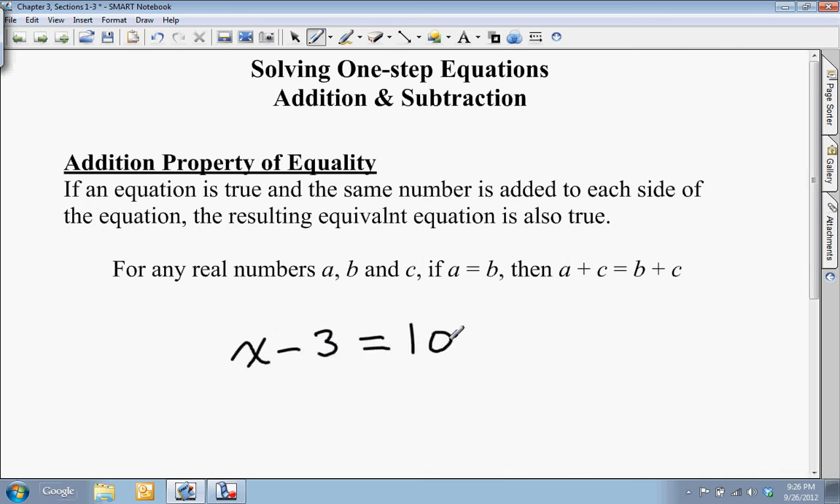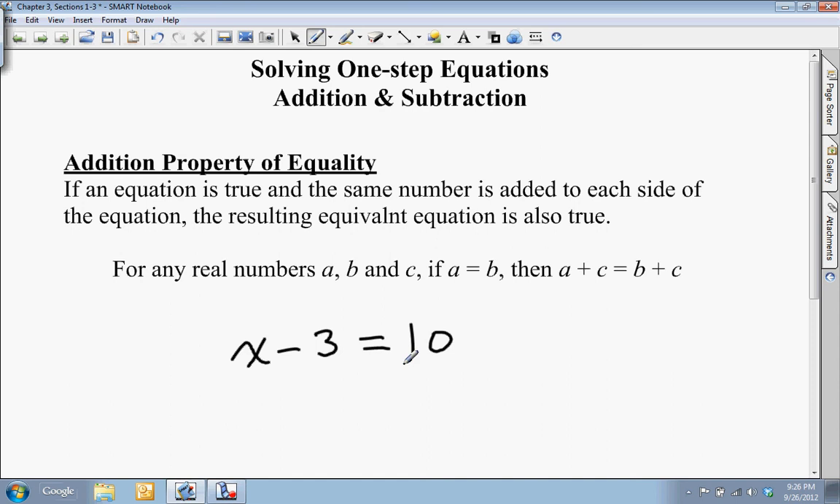We'll use the same example I showed you on the previous slide. x minus 3 equals 10. Now, I'm guessing all of you can say, well, Coach Neal, that's easy. x equals 13. And you would be right. But we need to know how to get 13, because eventually the problems are going to be much, much harder, and we're not just going to be able to look at it and see what the answer is.